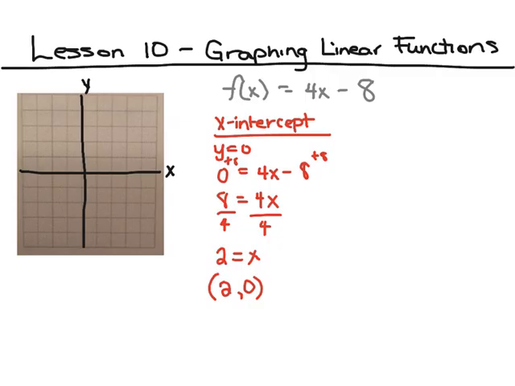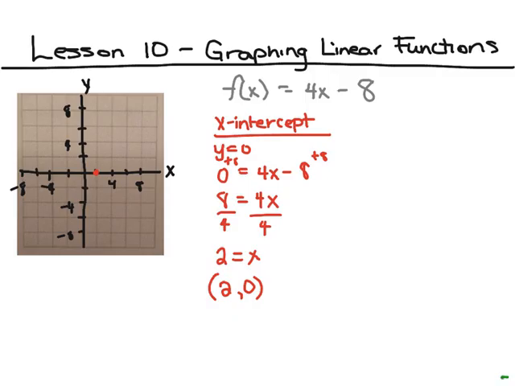So let's label our scale. So let's go up by 2's. 2, 4, 6, 8. And the other way. And down, same thing. 2, 4, 6, 8. Good. So at 2 and 0, it crosses the x-axis.